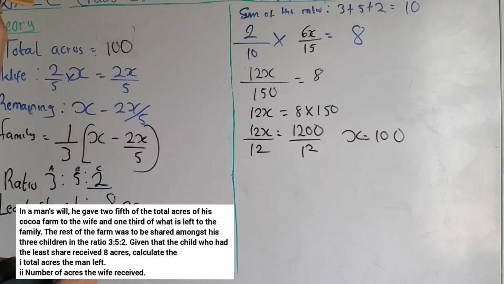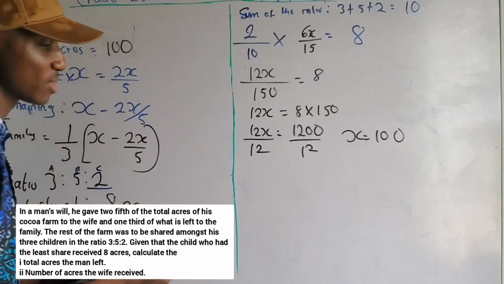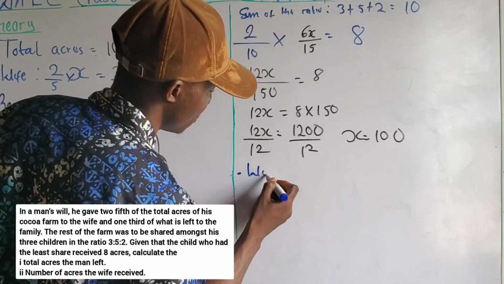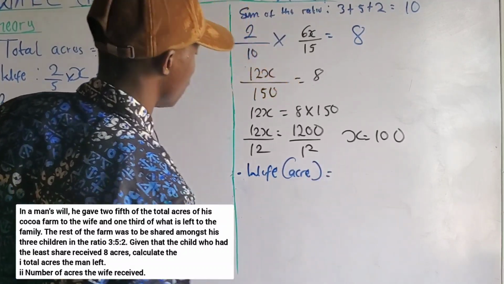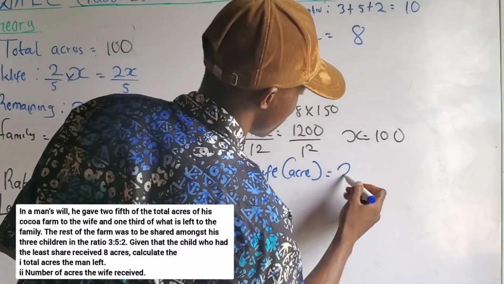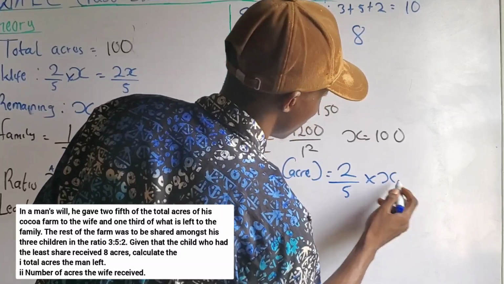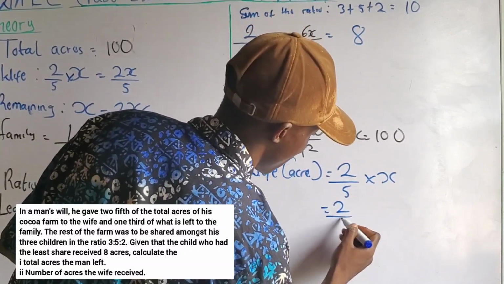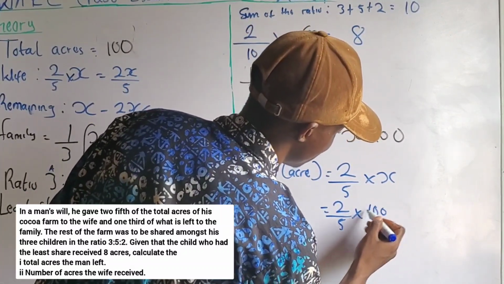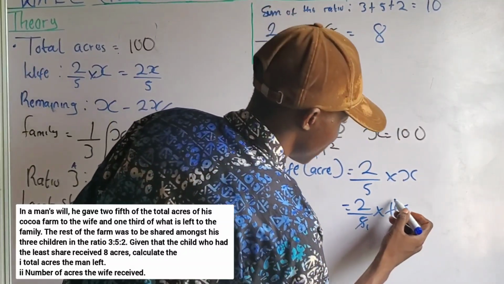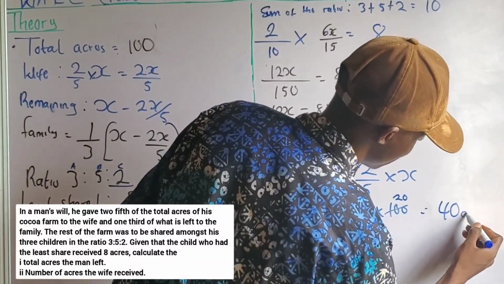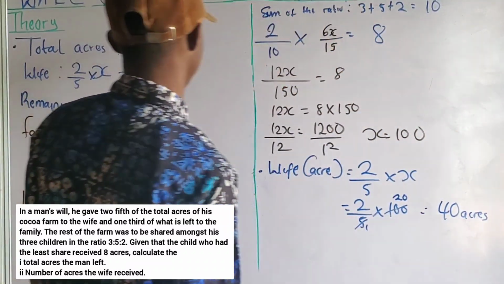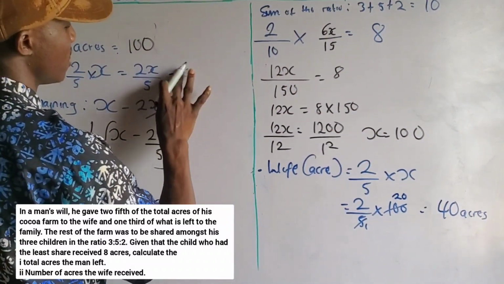Don't forget that the wife received 2 over 5 of the total acres. So the number of acres that the wife received will be 2 over 5 multiplied by x. Now x is 100, so I'm going to have 2 over 5 multiplied by 100. 5 into 100 is 20. So 2 times 20 is 40. So the wife will receive 40 acres.